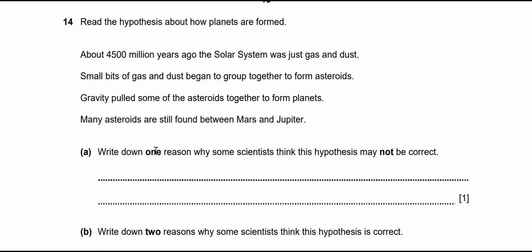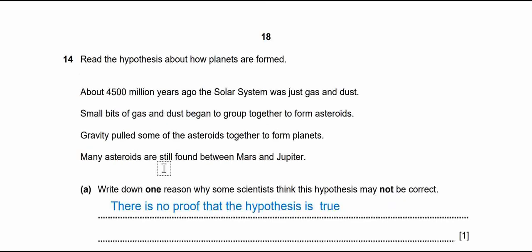Question A. Write one reason why some scientists think this hypothesis may not be correct. You have 10 seconds from now. Okay guys, time up. Let's check out the answer. So one reason why some scientists think this hypothesis may not be correct is there's no proof that the hypothesis is correct, because nobody has lived 4,500 million years ago.